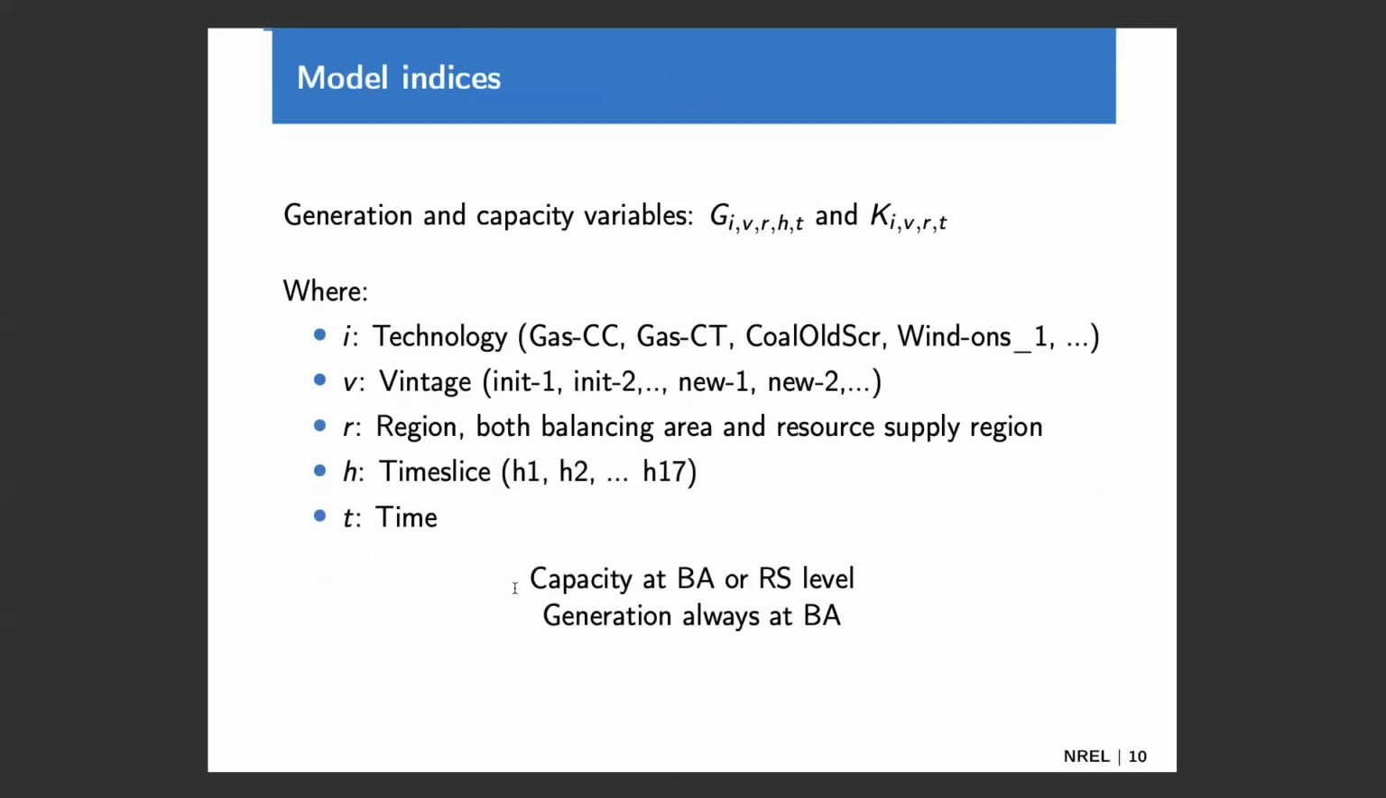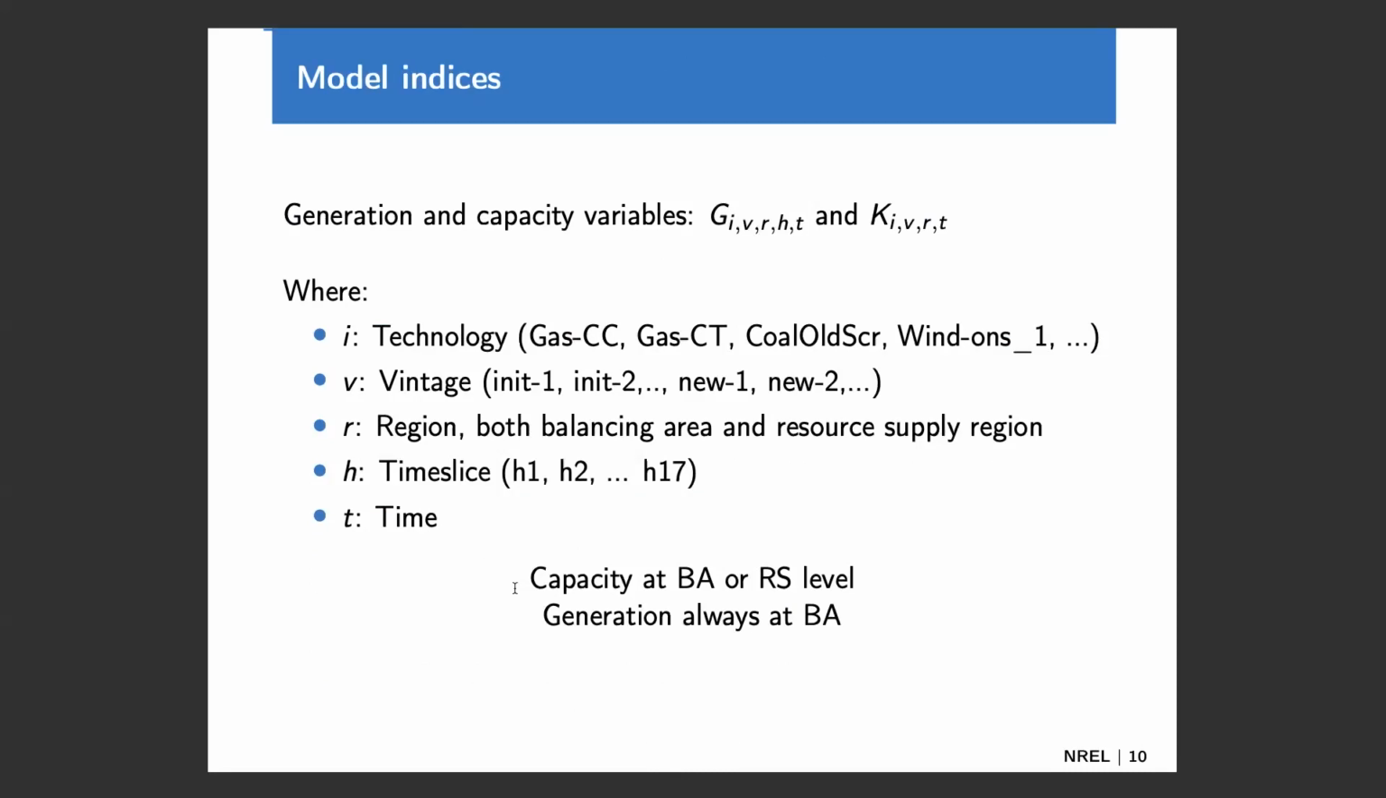Now, I'm going to mention model indices really quick. I'm doing this very crudely, but let's say I express these generation and capacity variables as G, and the indices on that are I, V, R, H, and capacity as K, and that will be I, V, R, T. When you're developing ReEDS, you'll get used to just this very quick I, V, R, T combination. And what I represents is the technology. We have over 200 technologies in ReEDS.